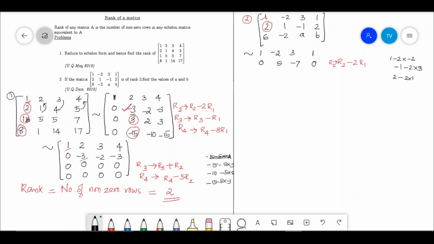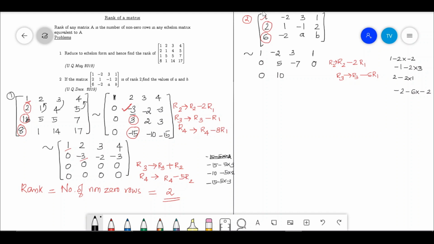Now consider the third row. We have to make this 6 equal to 0 with reference to this 1. So the third row is to be transformed as R3 minus 6R1, and therefore every element of the third row has that change, 6 minus 6. Then we have minus 2 minus 6 into minus 2, so minus 2 plus 12, it is plus 10.